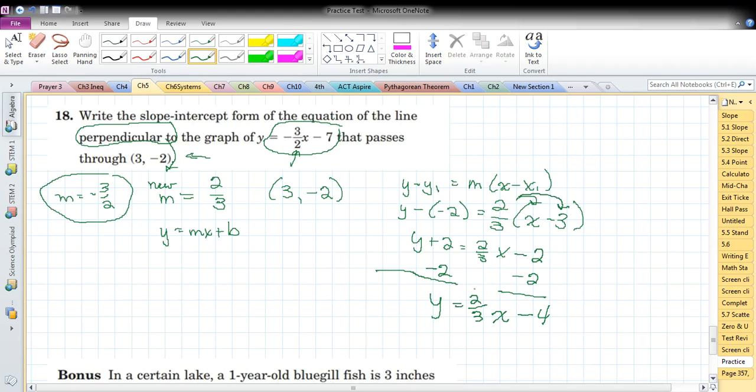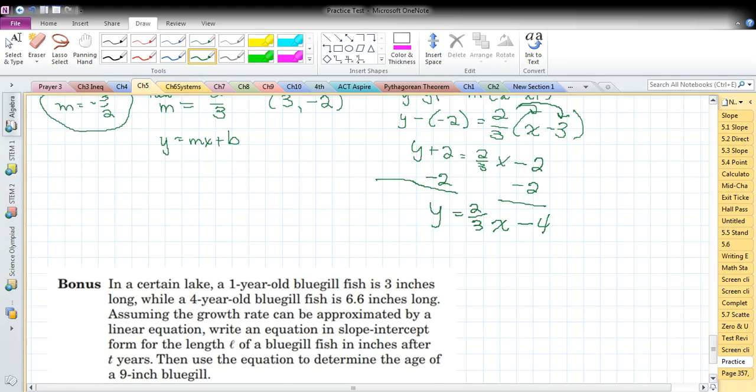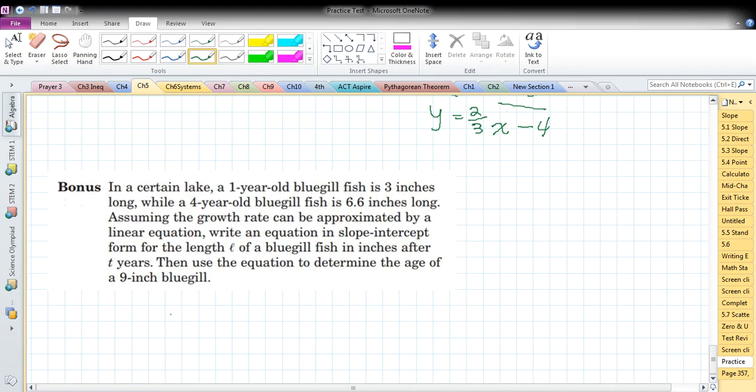All right, so the last problem we have is a bonus. Let's just quickly look at that. In a certain lake, a 1-year-old bluegill is 3 inches long, while a 4-year-old bluegill is 6.6 inches long. Basically, you can make a table. We need to put age as the independent variable. So x is going to be age, and y is going to be length.